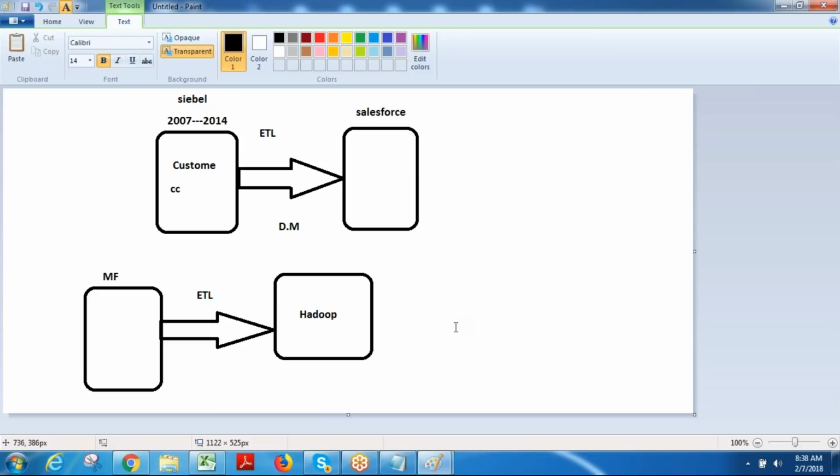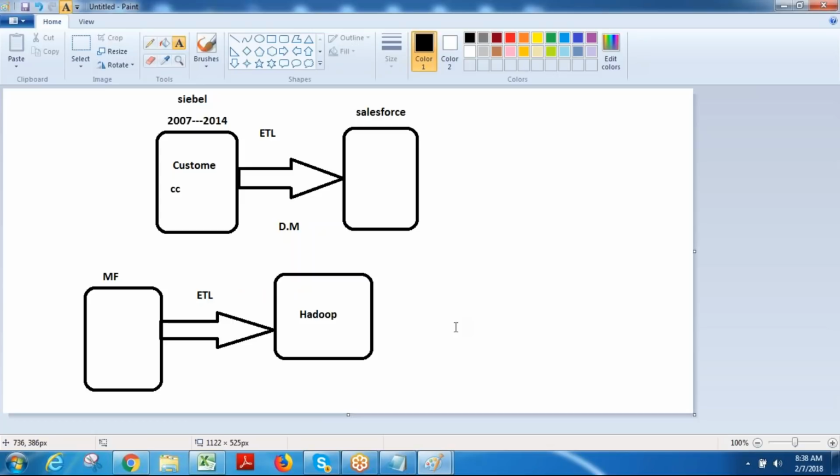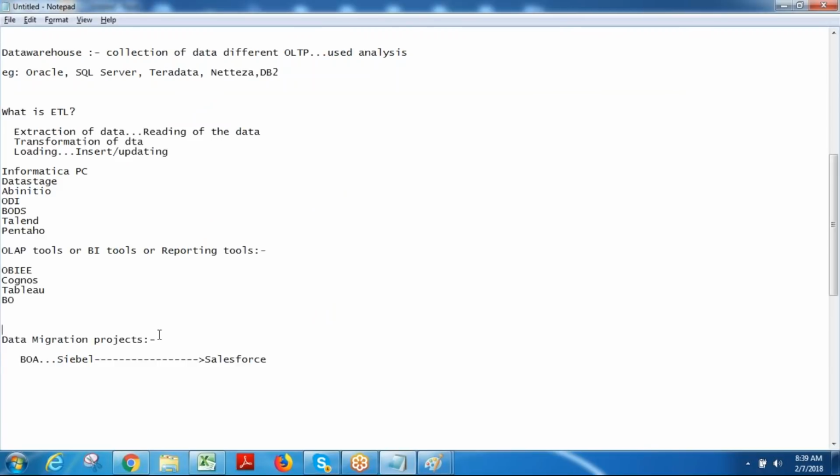ETL tools are also flexible in terms of reading the data and loading the data into anything. They are heterogeneous in nature. It can read the data from anything and load the data. When I say it can read from anything, there are certain limitations for ETL tools too. Some of the tools may not be compatible with newly released technologies. So what I'm trying to tell you is ETL is not only used in data warehousing projects, it is also used in data migration projects, data archival projects, or whatever. So this is more on the ETL.